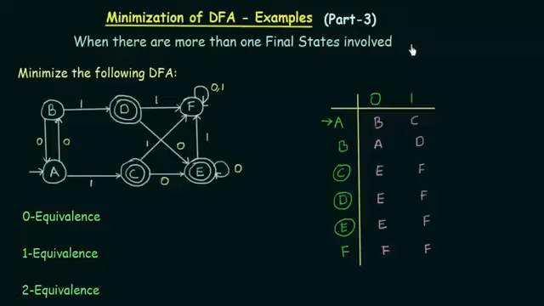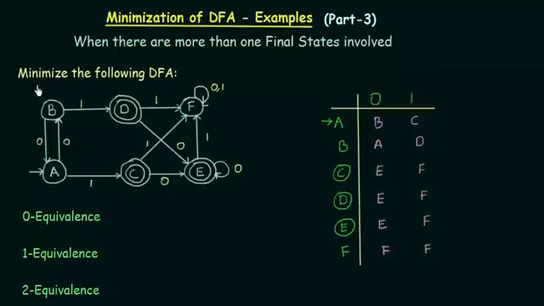In the previous two lectures, we have seen two examples of minimizing DFAs, and in this lecture we will be seeing another example of minimization of DFA when there are more than one final state involved. So in the previous two lectures, the examples that we solved had only one final state involved, but in this lecture we will be seeing an example of how to minimize a DFA when there are more than one final states involved. Okay, so let's see how we can do this.